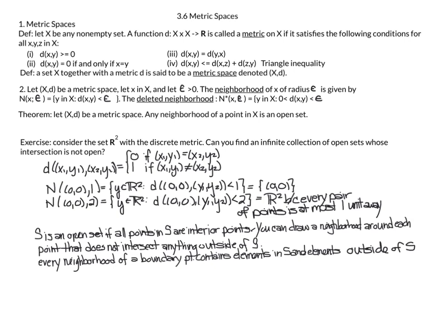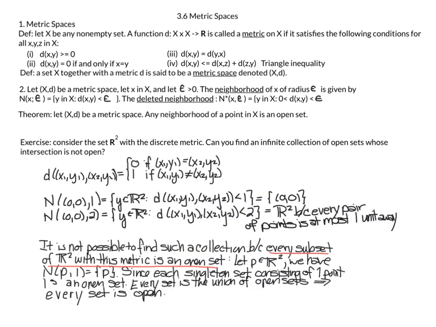There are many definitions and many criteria you can use, but this is the one that I like. It's an open set if all points of S are interior points. So you can draw a neighborhood around each point that does not intersect anything outside of S. If it's an interior point, you can draw a little neighborhood around it without going outside of S. And you compare this to a boundary point, where every neighborhood of a boundary point contains elements in S and elements outside of S, which is kind of what you would intuitively think of as a boundary.